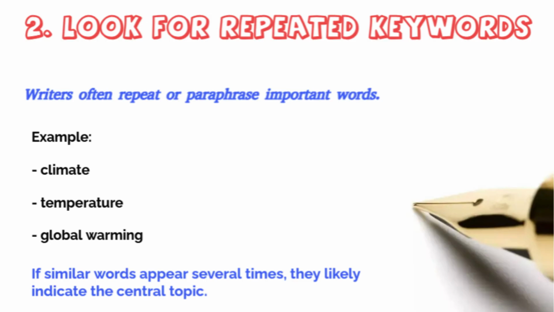Strategy 2. Look for repeated keywords. TOEFL writers often repeat or paraphrase important keywords throughout a paragraph. When you see the same idea appearing several times, it usually signals the central topic. For example, you might see words like climate, temperature, global warming. Even if the wording changes, these words all refer to the same central idea.